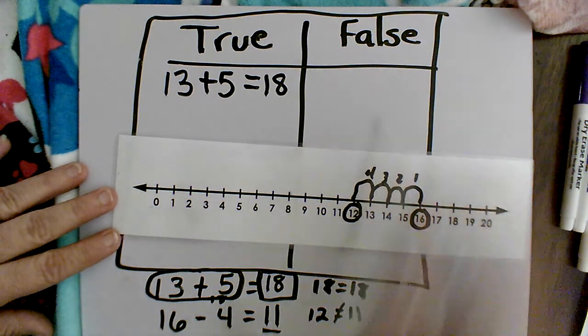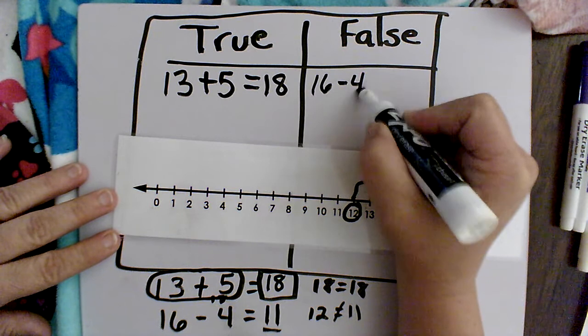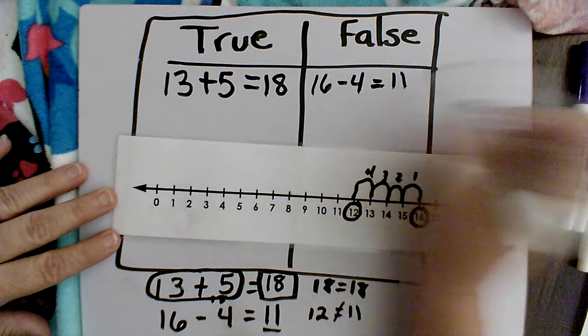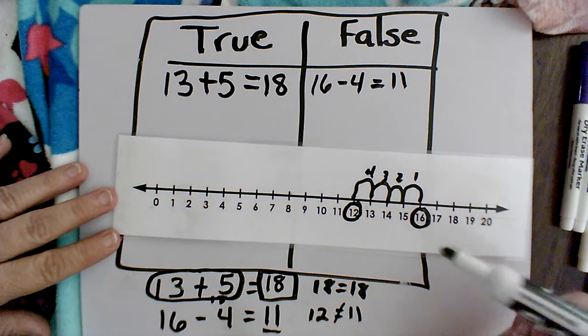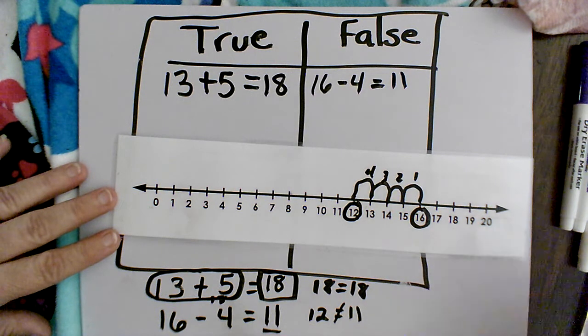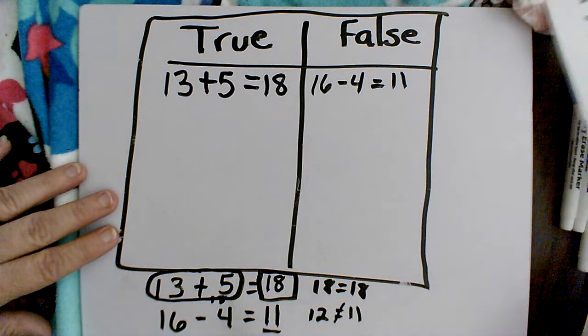So I'm going to write this equation under false. 16 minus 4 equals 11. That is a false statement, a false equation. Okay, and that is all you will have to do for that Day 22.